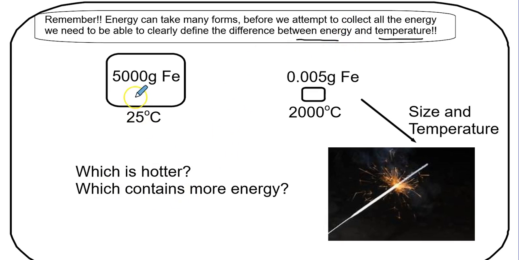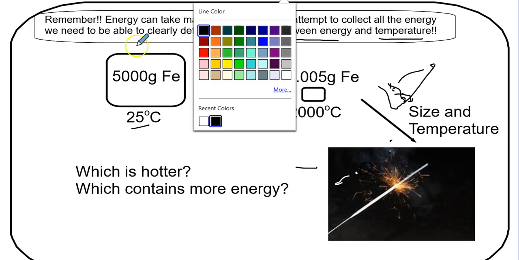A 5,000 gram, so pretty heavy, iron block at 25 degrees Celsius, or a 0.005 gram, really tiny little spark. Everyone here has probably had these little sparklers. They're pretty fun. They just sparkle off. But occasionally, as you hold this thing in your hand, you might notice a piece of shrapnel come off and land on your hand, and it gives a little pick. These little sparks are actually pretty hot. This little spark landing on your hand is about 2,000 degrees, super hot.